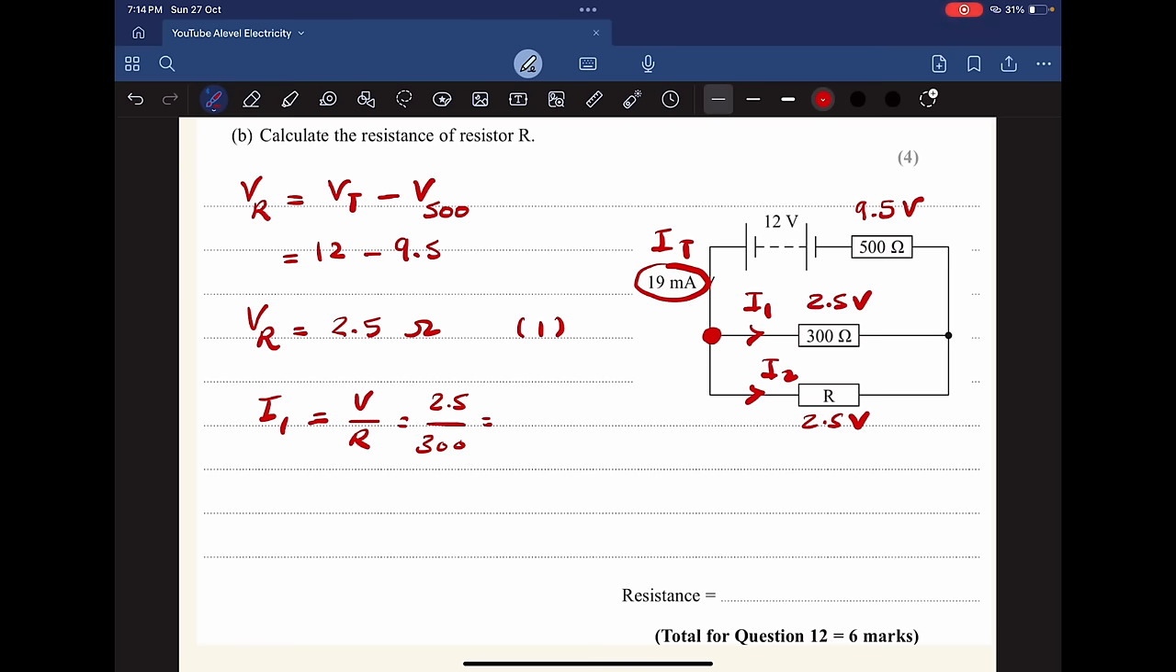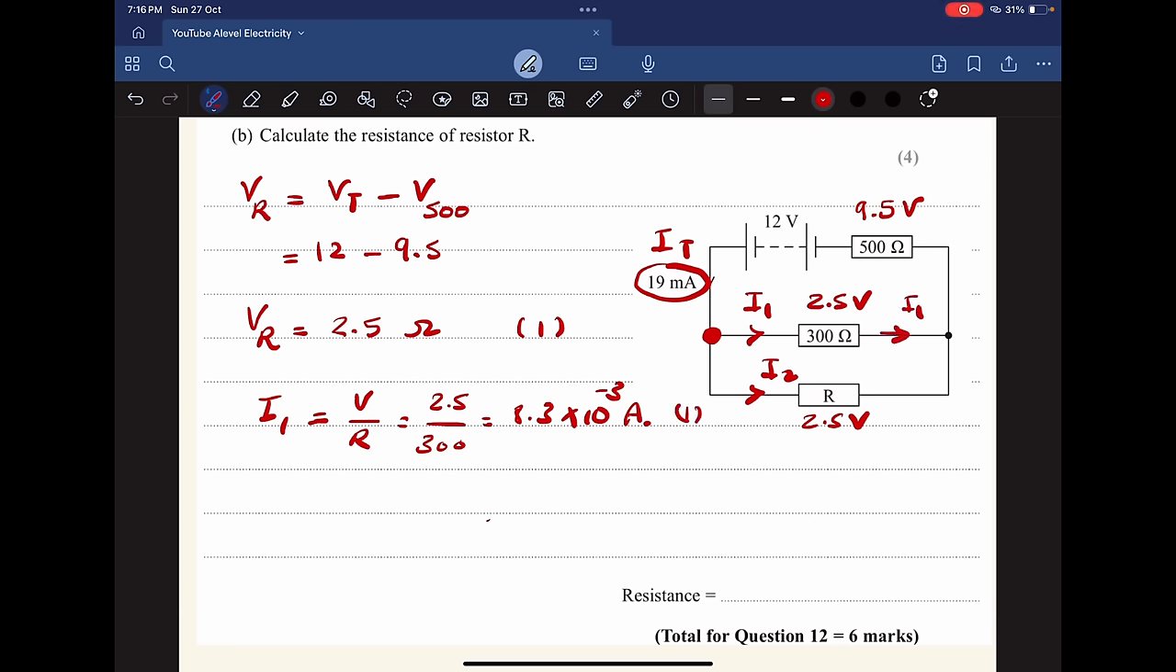And for this one, the correct answer is going to be 8.3 times 10 power by minus 3 ampere. This is the value of the electric current in the branch of the 300 ohm. This is I1. I think we deserve one mark here.